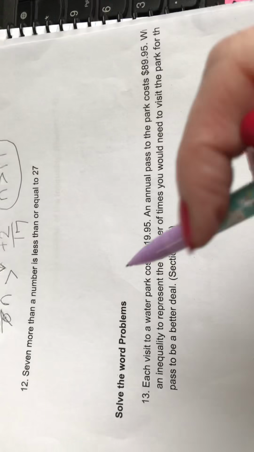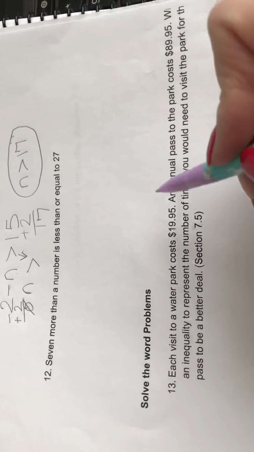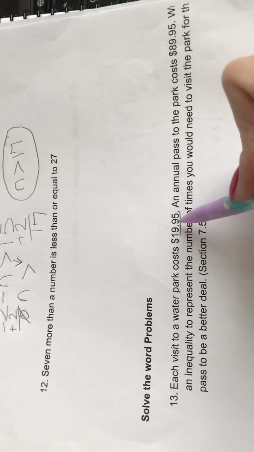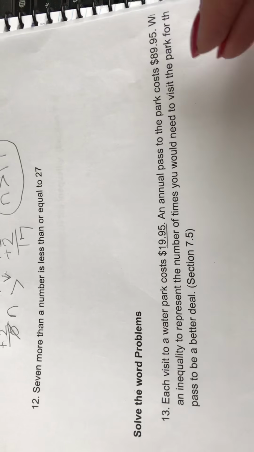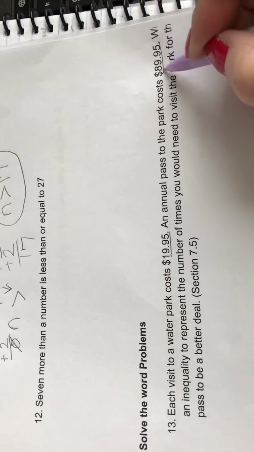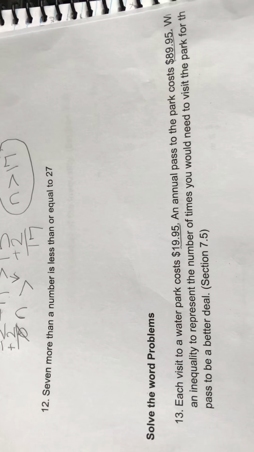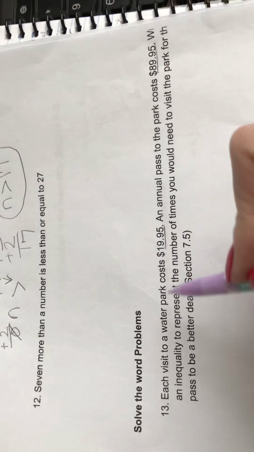All right, so the next steps are solve the word problem. So each visit to a water park costs $19.95. You know what? This is important, so I'm going to underline that. I need to keep that number in my mind. An annual pass to the park costs $89.95. Now I need to write an inequality to represent the number of times I need to visit the park for the pass to be a better deal.